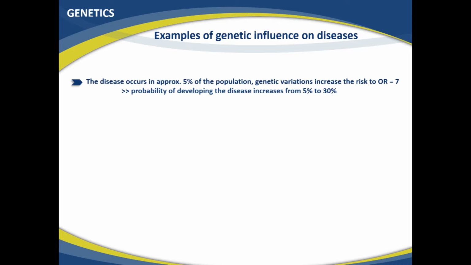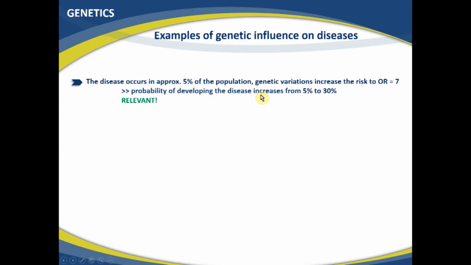Now, you might calculate that 5 times 7 is not 30. This is because the calculation is a bit more complicated, but really the probability of developing the disease increases to 30%, and if there are preventive measures, it might make sense to do those if you have a high risk, because you might get the disease. So this is a relevant kind of genetic test that you could do.